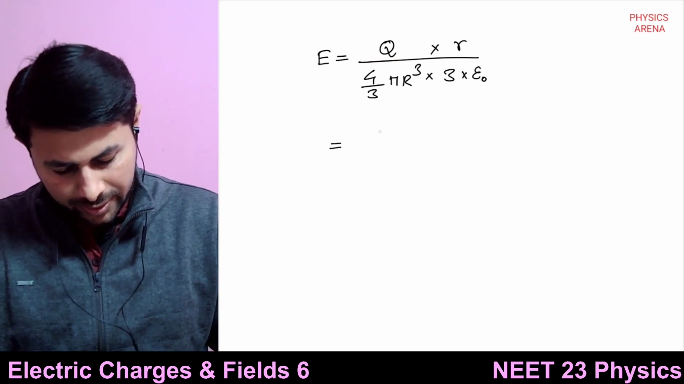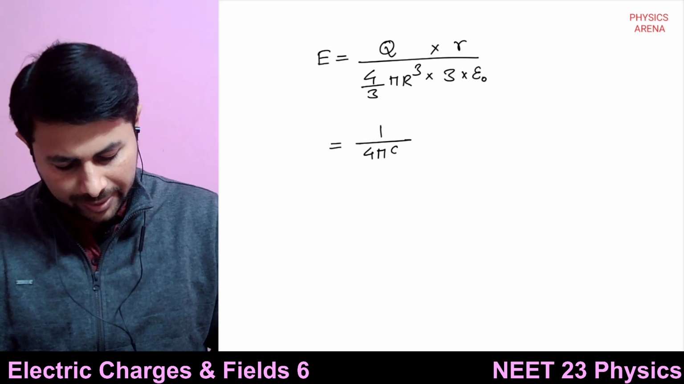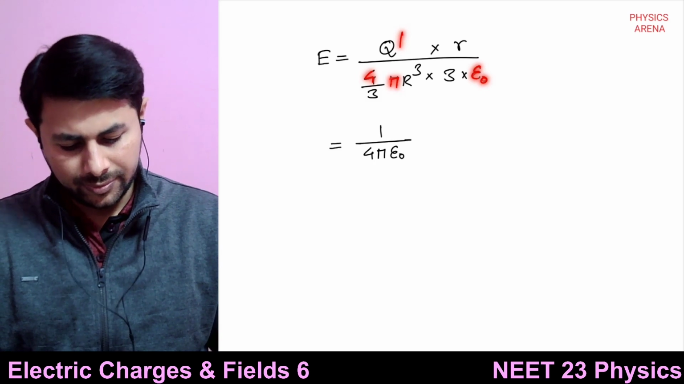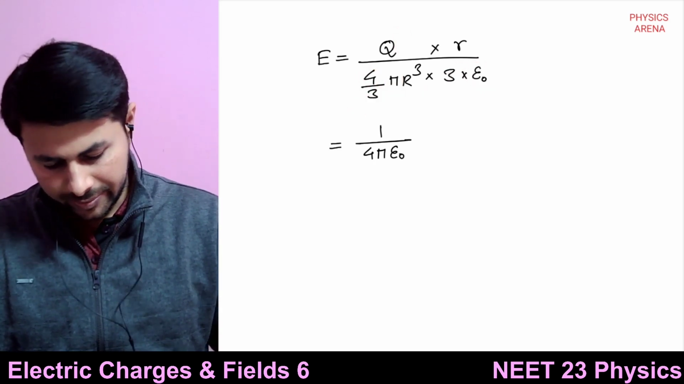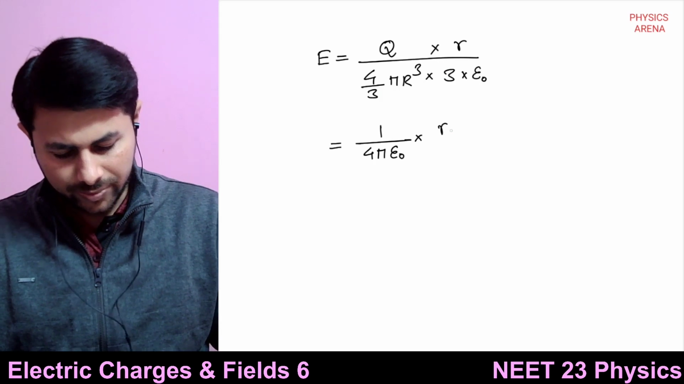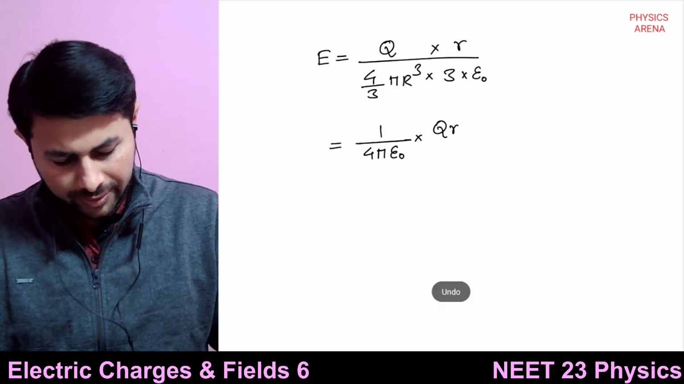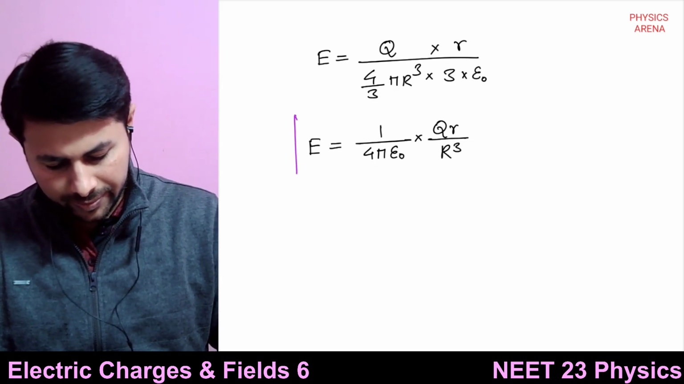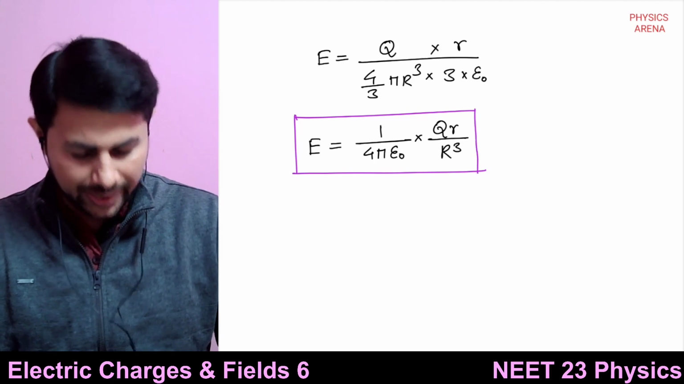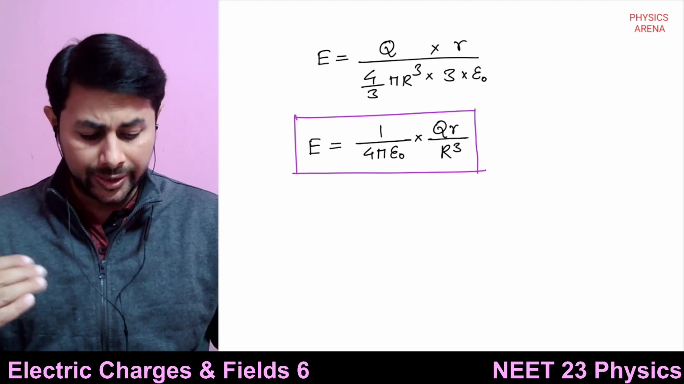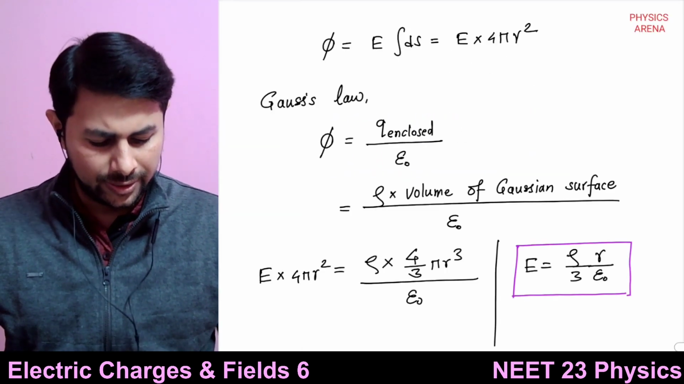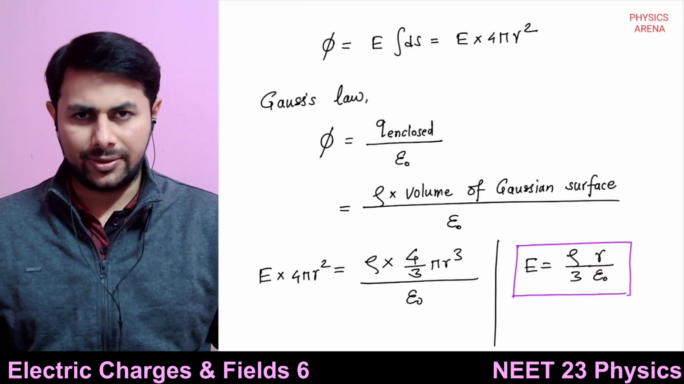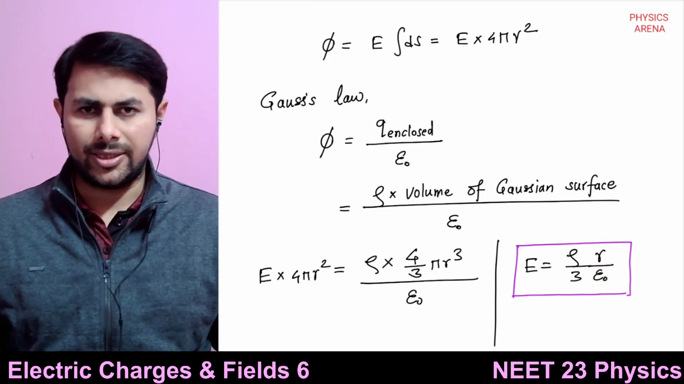So it is 1 upon 4 pi epsilon naught, multiplied by q times r divided by R cube. This is the formula for the electric field. Now you don't have to memorize all the formulae, but it can be asked. In that case, you just have to substitute the value of rho. So this is the simplest formula to memorize.